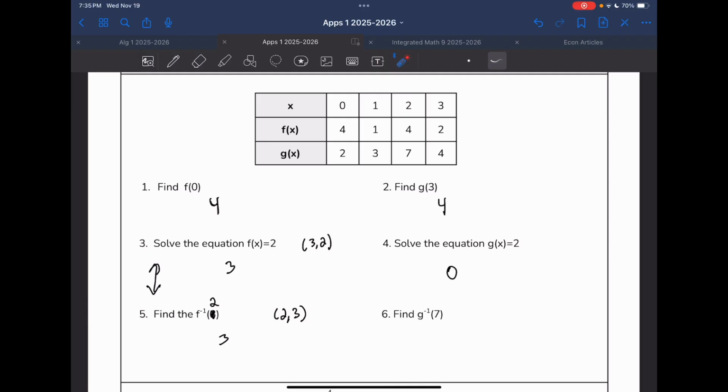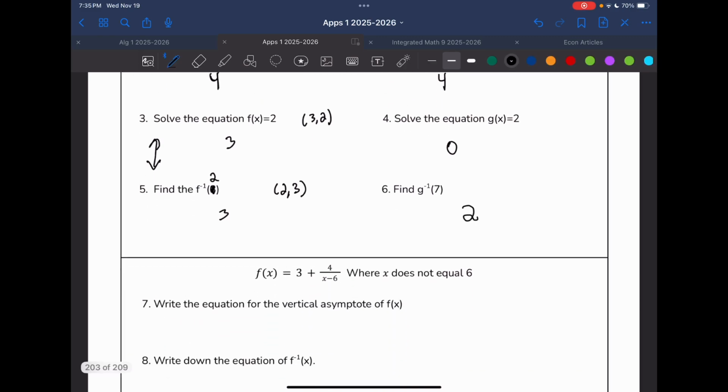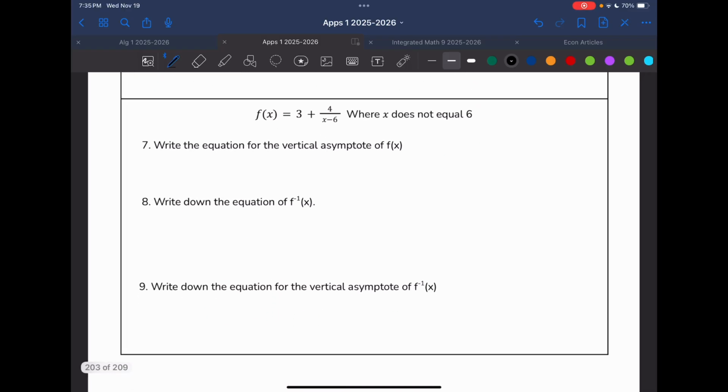So if you input 2 to output 3 in the original function, then in the inverse function, you have to input 2 to output 3. So it's backwards. And then g negative 1 of 7 with the same logic is saying, right, we flip the domain and range here. So what we see in g of x is the domain of g negative 1 of x. If we plug in 7, we see that we're going to output 2.